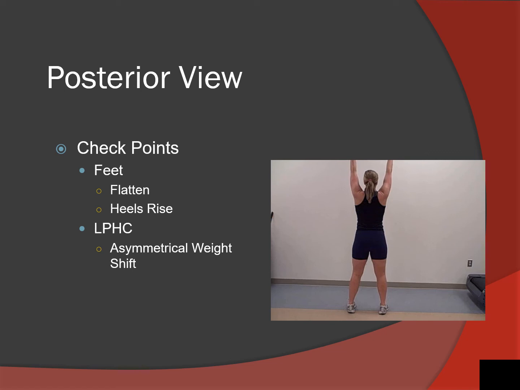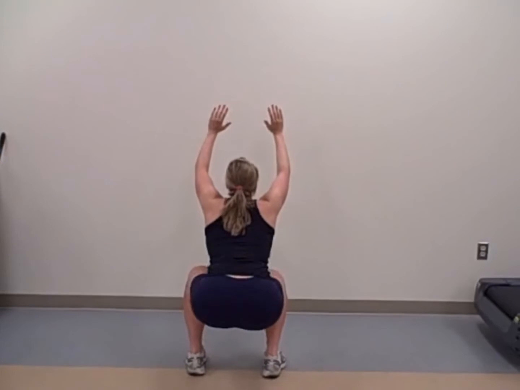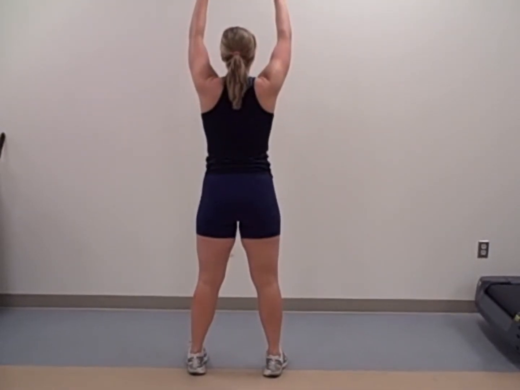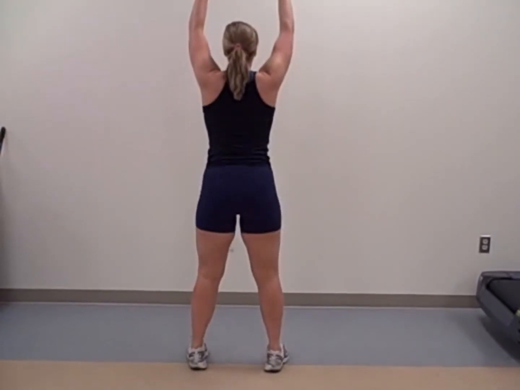If you're familiar with a functional movement assessment, they actually use a lift for a correction. It's not part of the overhead squat assessment, but it's definitely something that I add to it. And then for the lumbopelvic hip complex, you're looking at asymmetrical weight shift. This is a video, so let's go ahead and play it. Her feet look pretty good here.